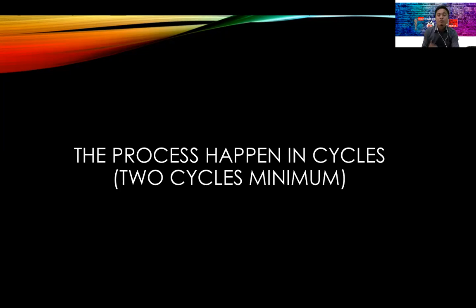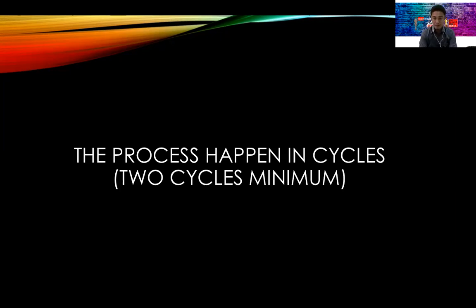Last week I already told you the characteristic of classroom action research: we have 2 cycles minimum. So if one cycle consists of, for example, 4 or 6 meetings, then a minimum of 2 cycles means 8 or 12 meetings. So it can happen in a month or 2 months in a real classroom, for one complete classroom action research.